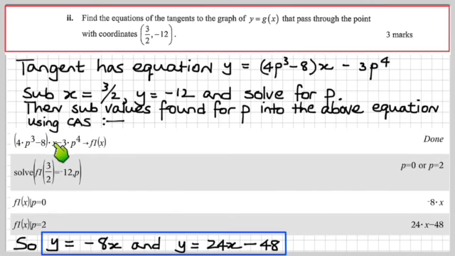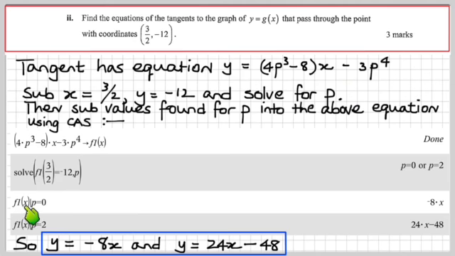Now, what I did was I put this into my trusty CAS handheld as f1 of x. Then I solved the whole thing with x here and y there, and I solved it for p, and look what popped out. I just got this beautiful answer which gives me great confidence to know that I'm on the right track. So p is 0 or p is 2. Now what I'm going to do with that, guys, is substitute each of those values of p in turn into this using CAS, and I'm going to get two lovely equations for the tangents.